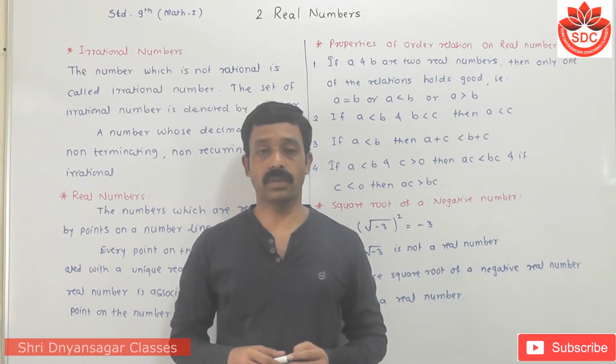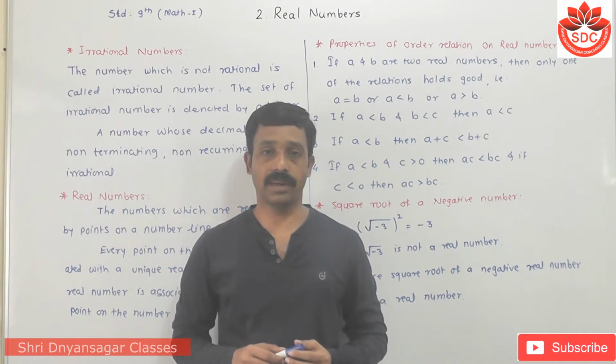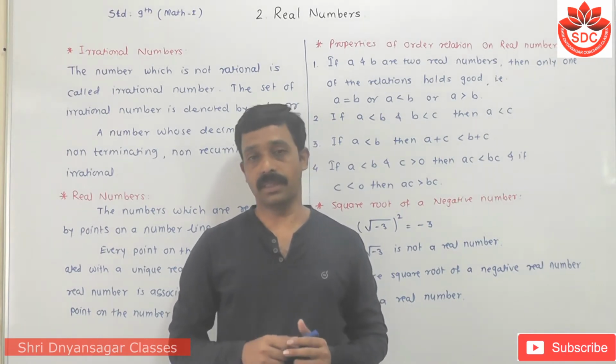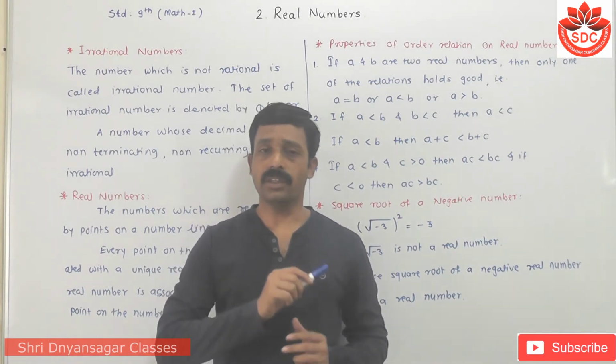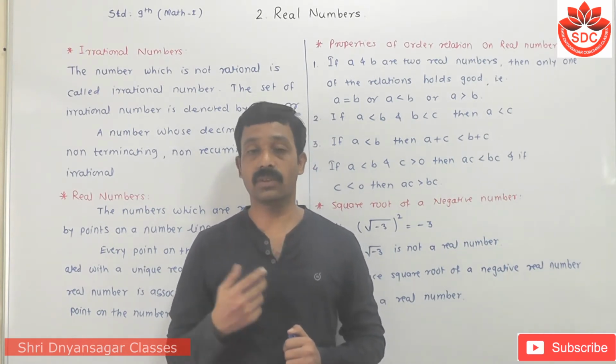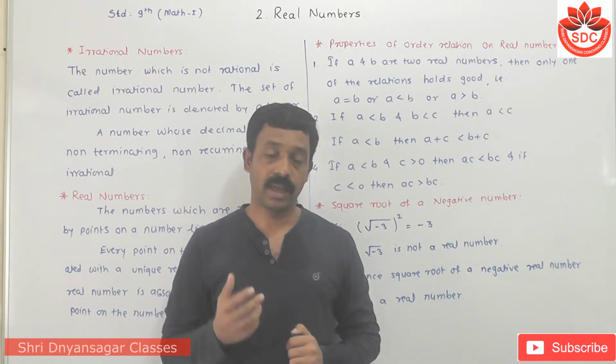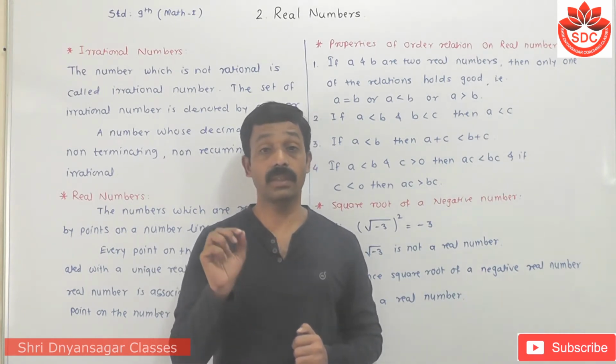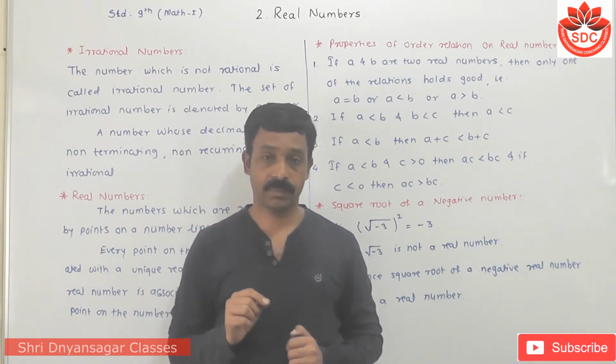Students, today we discuss the next points of Chapter 2, Real Numbers, of 9th standard. Now, the irrational numbers. The definition of an irrational number is: the numbers which are not rational are called irrational numbers, and this is denoted by Q dash.